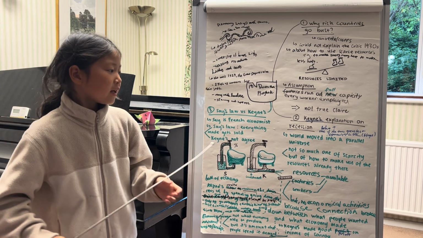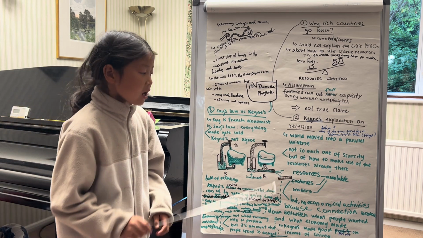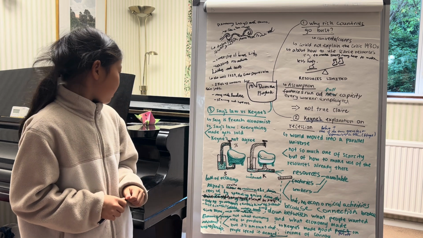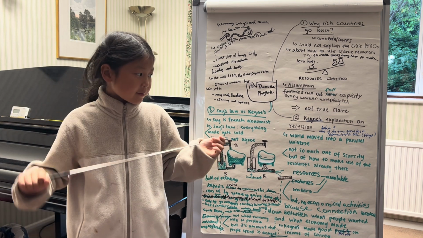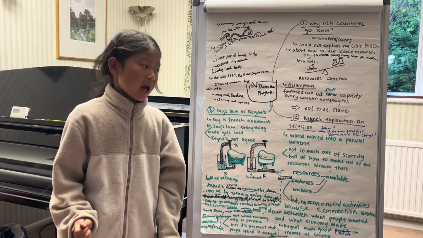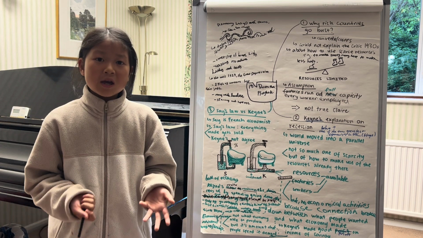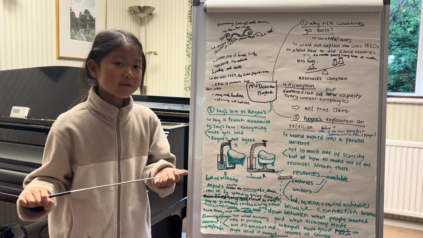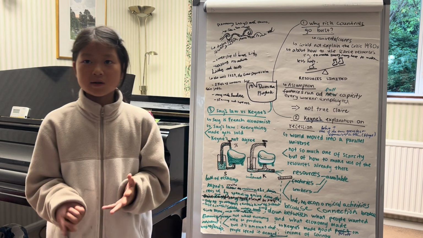Number 2, Keynes' explanation of recession. Who is Keynes? He was one of the greatest economists in the UK. There were two very famous economists in the UK. One of them is Hayek, who we'll meet later on, and one of them is Keynes.